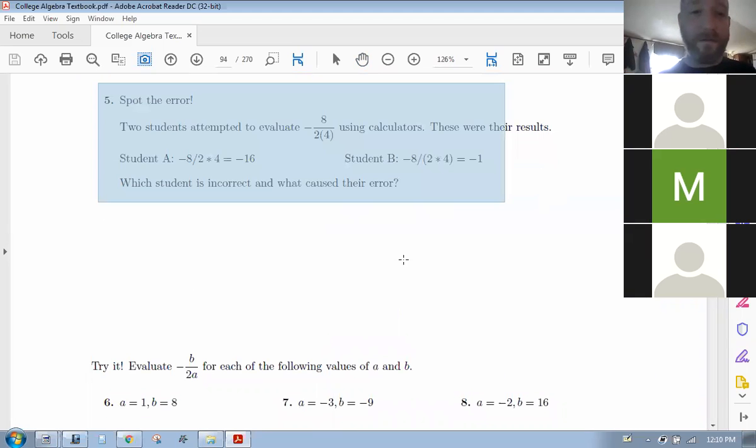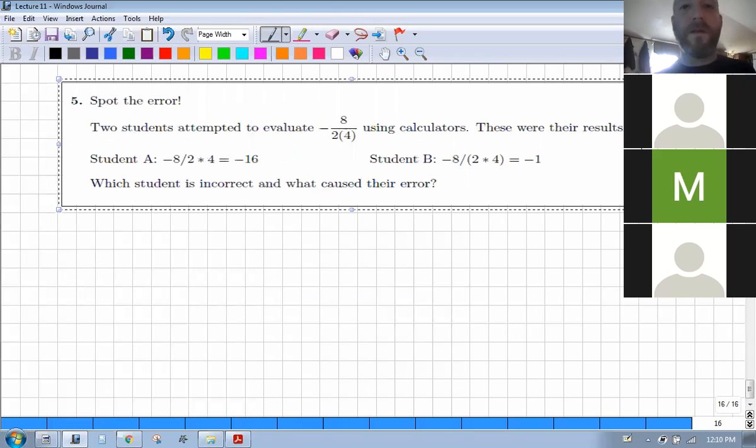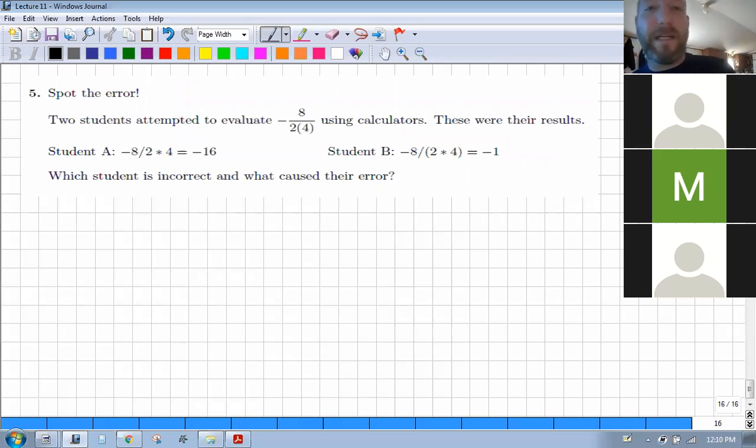Spot the error. Okay. Two students attempted to evaluate -8 over 2 times 4 using calculators. So I guess people are screwing things up with their calculators. You can look at this and know that's -1 just by looking at it, right? So student A does 8 divided by 2 times 4 and got -16. Obviously that's wrong. Okay. They shouldn't be multiplying by 4. Yeah, that's 2 times 4, but it's 8 divided by 4. They should have a division here.